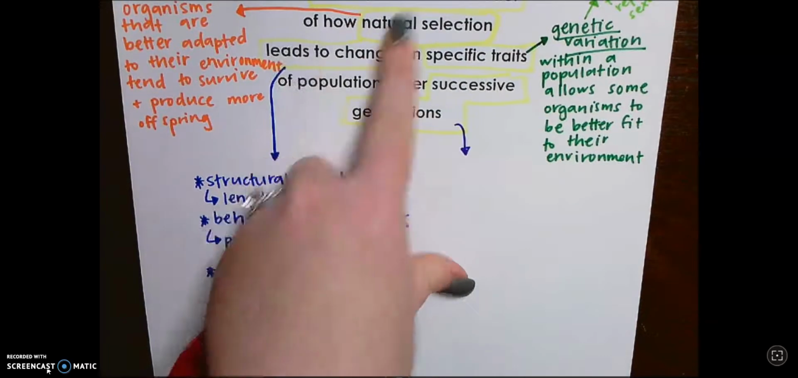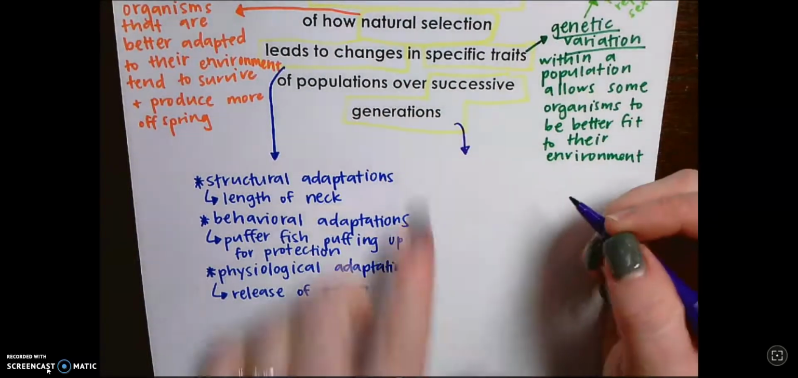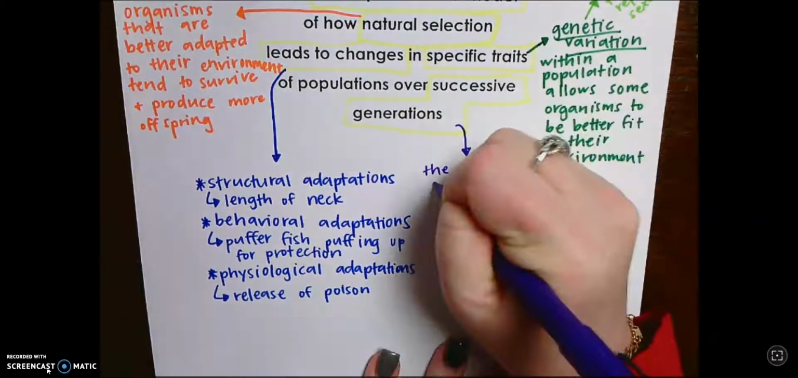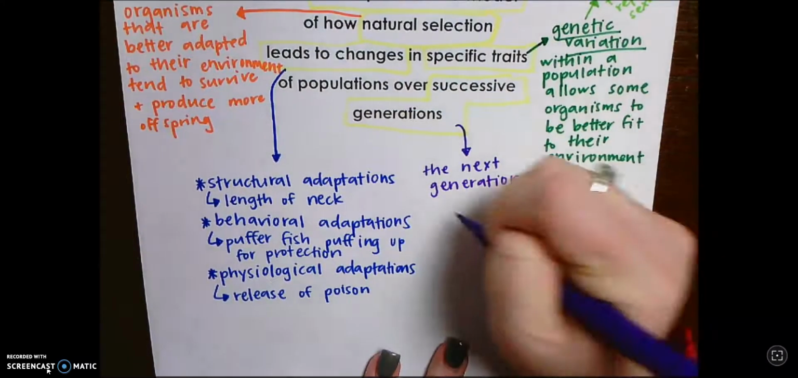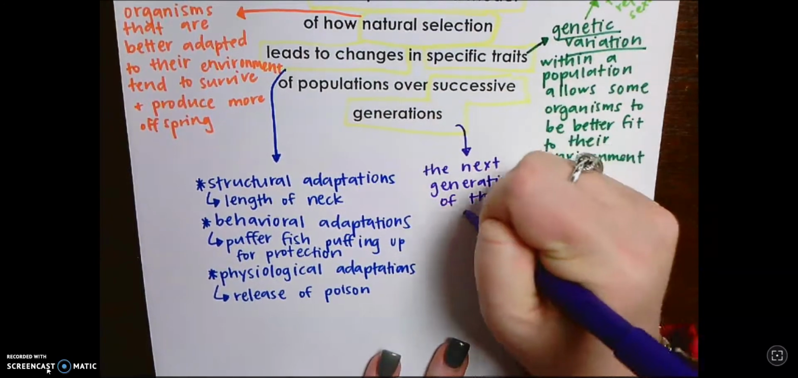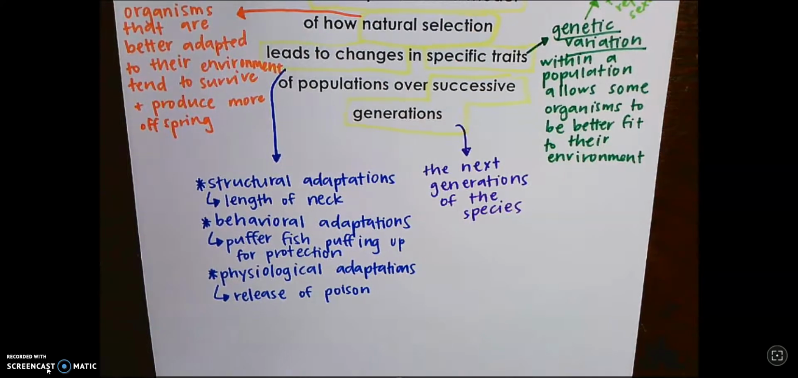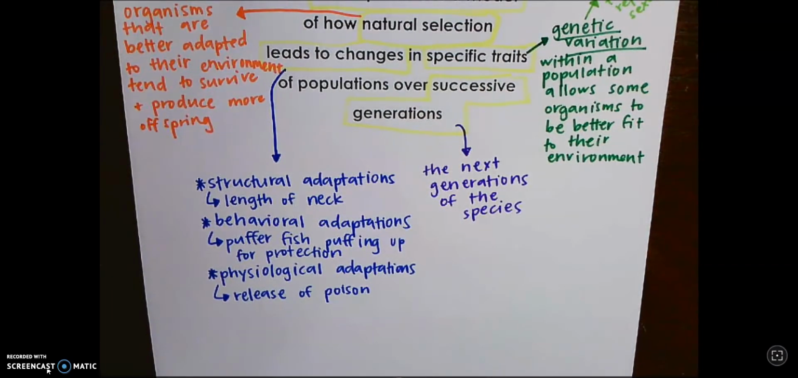And we know, and we've been talking about, these changes would be happening over many generations. So our successive generations are going to be the next generation of the species. And often these changes are going to take a really long time, sometimes even millions of years. So we're not going to see immediate change. We're going to see it over a long period of time, over many generations.